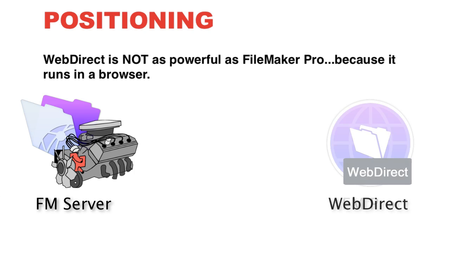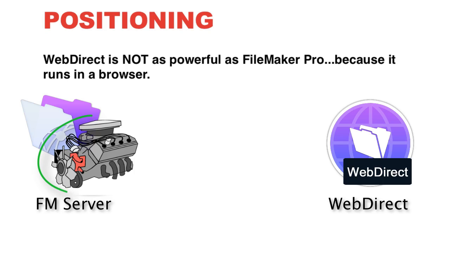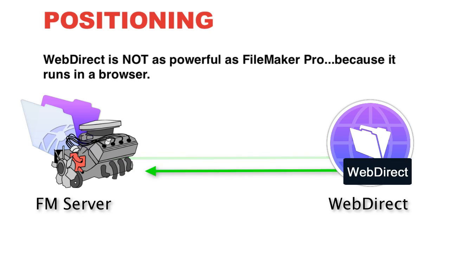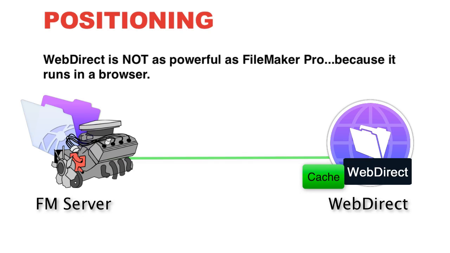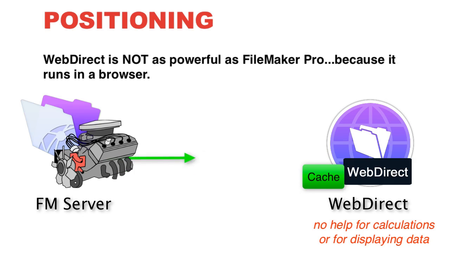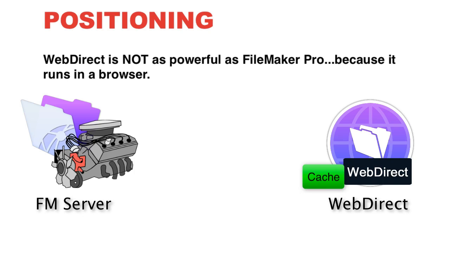Now with WebDirect, there's no database engine on the web browser. So the only database engine that exists with WebDirect is on the FileMaker Server side. So FileMaker Server has to send the data back and forth to the browser so WebDirect can display the information. And the browser can cache that information as efficiently as possible, but there's no second database engine there to help with calculations or any logical decision making to help display the information as smoothly and as seamlessly as possible to the end user. All the decision making and calculations have to be done on the FileMaker Server side.